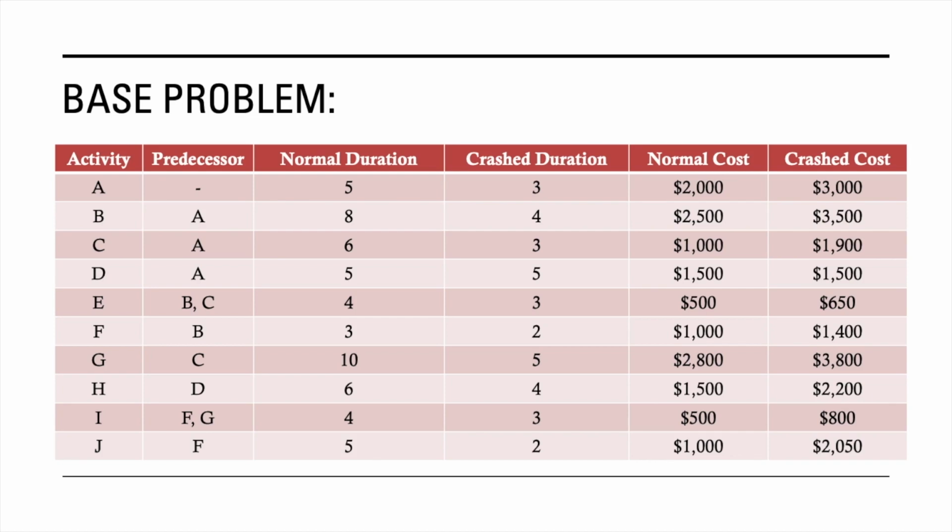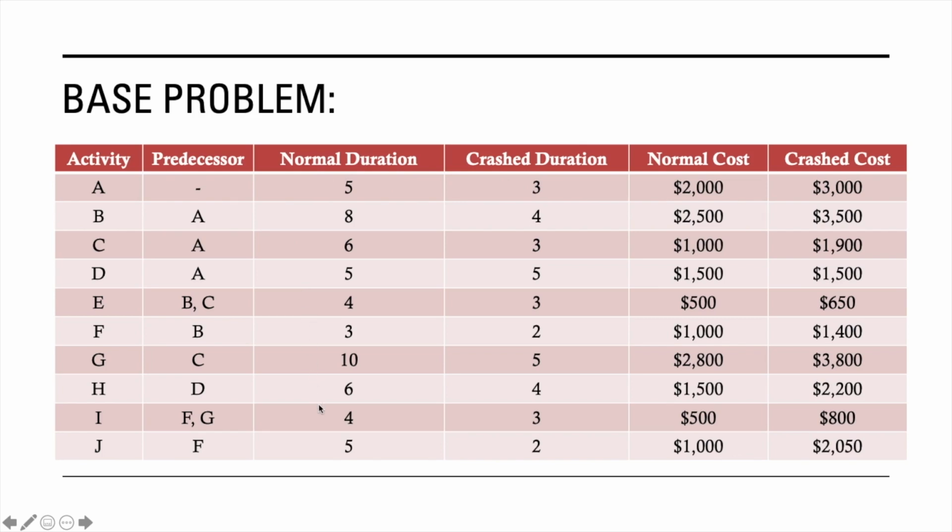What I have here is a very simple problem with certain information. So we have a project with 10 activities, activity A to J, and of course their predecessors. Instead of having just a single duration for each of the activities, what I have here are two values, the normal duration and the crashed duration. Let me explain what normal duration and crashed duration are.